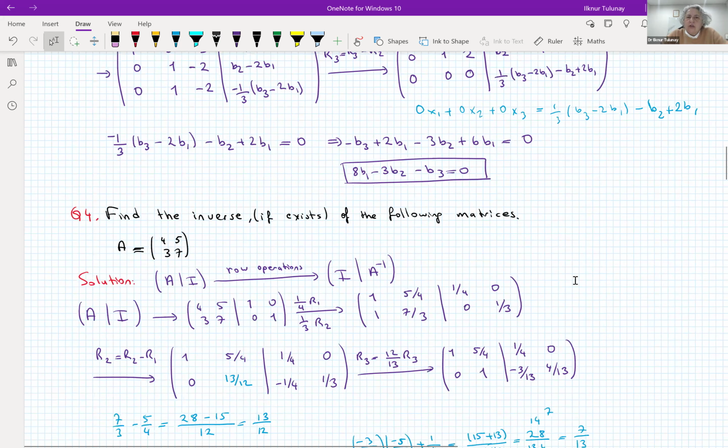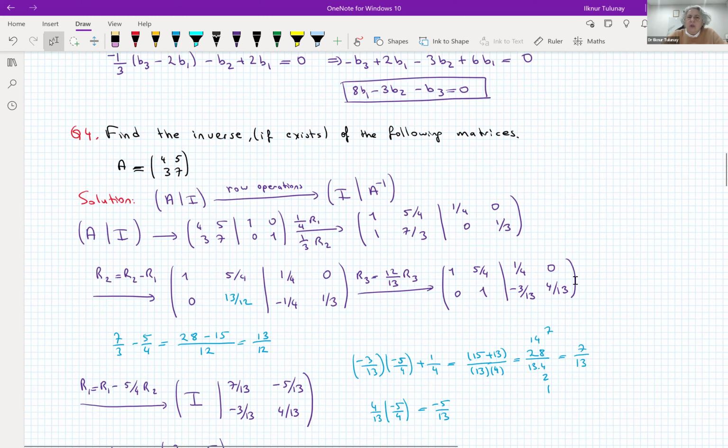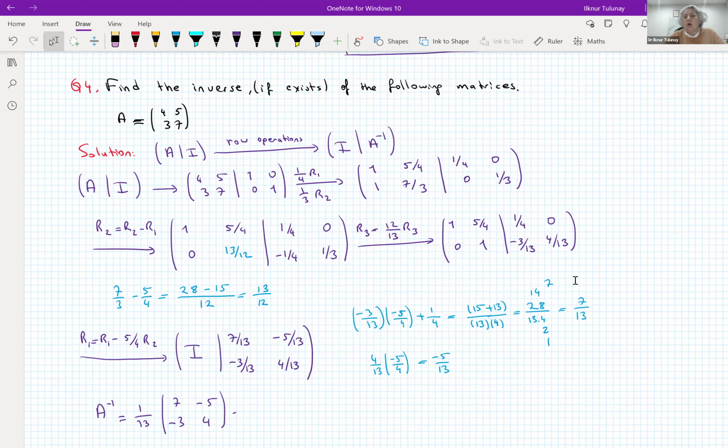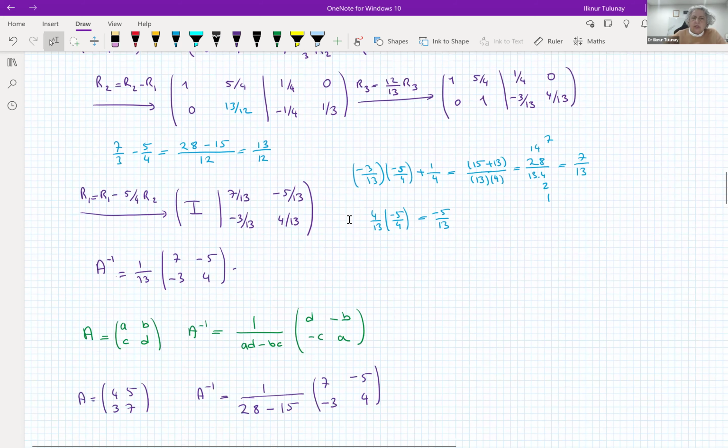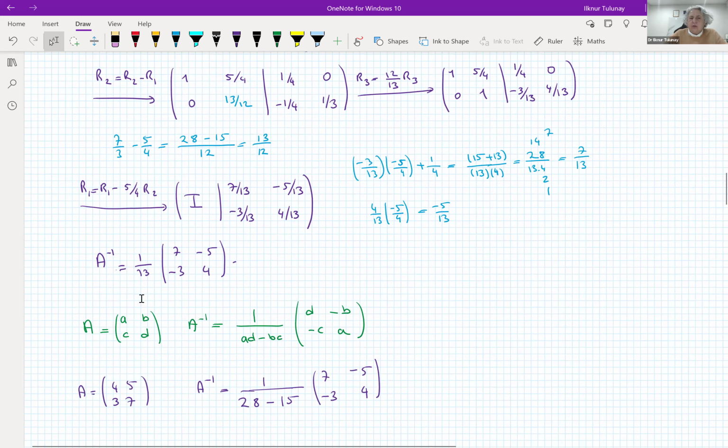Okay, finding an inverse. How do we find the inverse of 2 by 2 matrices, or any other matrices? For 2 by 2 matrices, it is a bit easier. You can do it that way. If you have a 2 by 2 matrix, the inverse of the matrix is given by 1 over AD minus BC. This is basically the determinant of A. And then you swap these positions and make this position and this position negative. And then by using this formula, you can find it immediately.